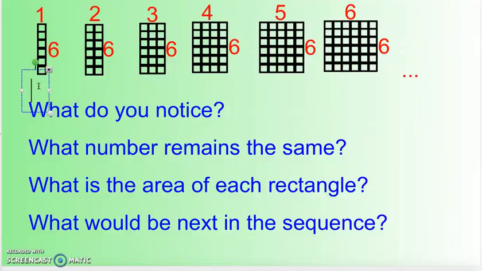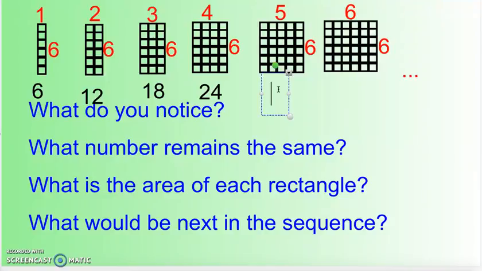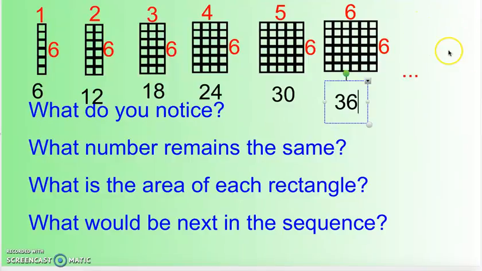So the first one is 6. Second one, 12, yep. Third one, 18. Fourth one, 24, then 30, and lastly 36. Now, what would be the next in this sequence? What would be the next area in the sequence? You are correct. It would be 42.